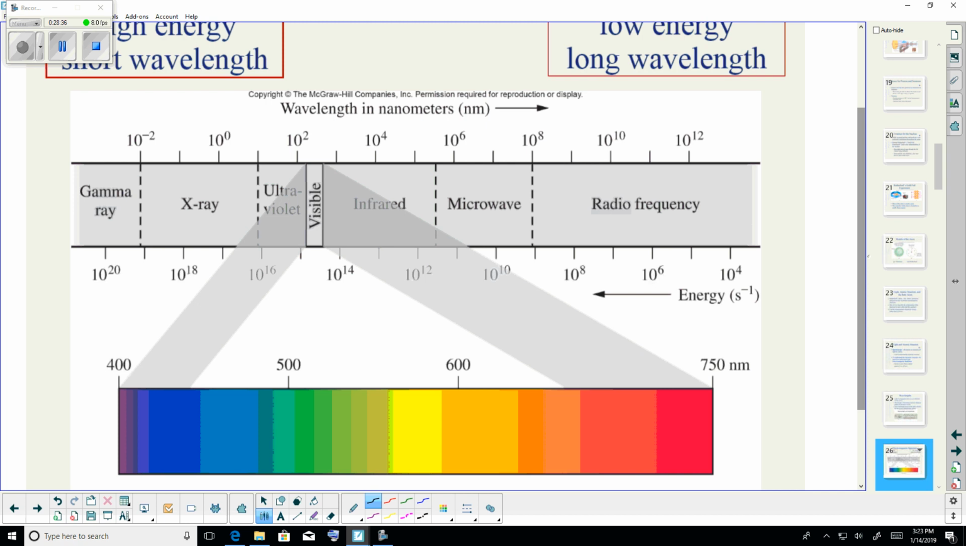And out further, go to the other side, we go to the infrared. Less energy. Now, infrared, those are your heat lamps. Not your tanning lamps. Your tanning lamps are UV. By the way, tanning lamps aren't any safer than being in the sun. UV is UV.